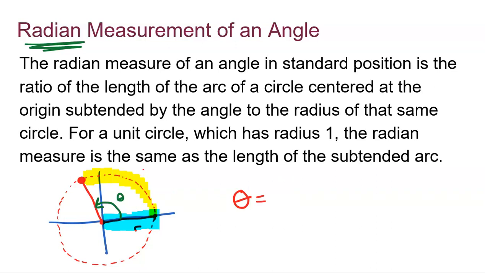S is just the variable I'm going to use for the length of that arc that I highlighted in yellow there, divided by the radius. That is how you measure an angle in radians. You look at the arc length that the angle created, and you divide it by the radius of that circle. That is how you measure in radians. This is an angle measured in radians.